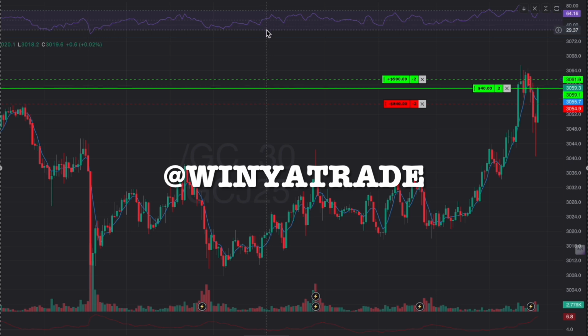When it crosses the 30 line here on the RSI, it's oversold here, and then it's overbought here. This setup works for me every single time. I kid you not. Easy way to scalp, if you want to call it that. I call it scalping, I call it trading, I call it whatever I want to call it.